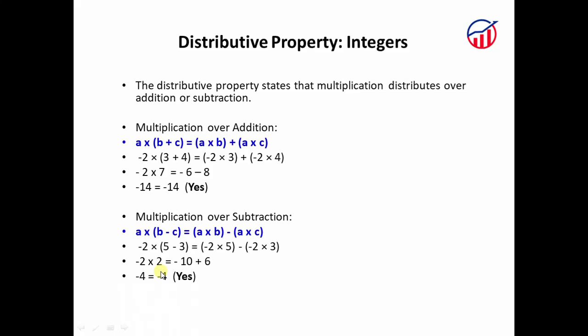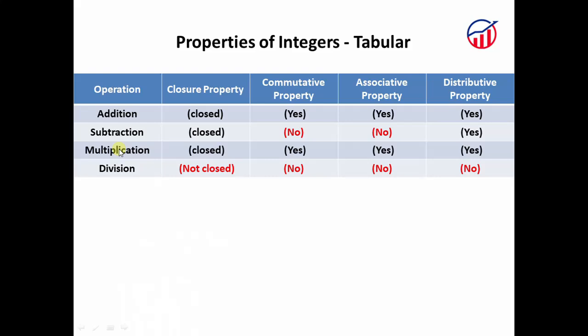So this is a tabular table. You can see over here that the addition and the multiplication operations are all closed, or they all follow the properties: closure, commutative, associative, and distributive, and the rest of the things don't.